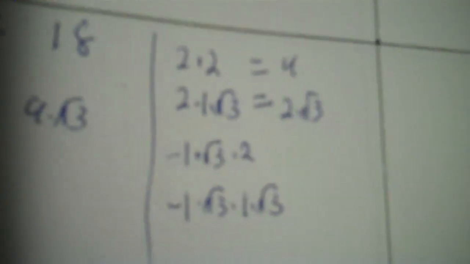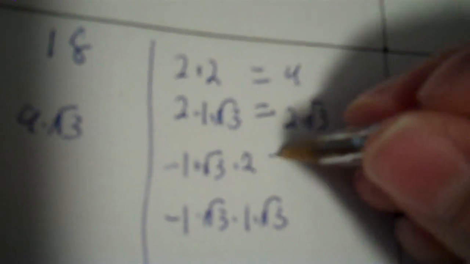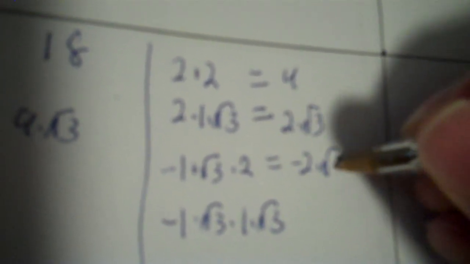Okay, so 2 times 2 equals 4. 2 times 1 is 2 times the square root of 3. Negative 1 times 2 is negative 2 times the square root of 3. Negative 1 times 1 is negative 1 times the square root of 9. Now we try to simplify these.